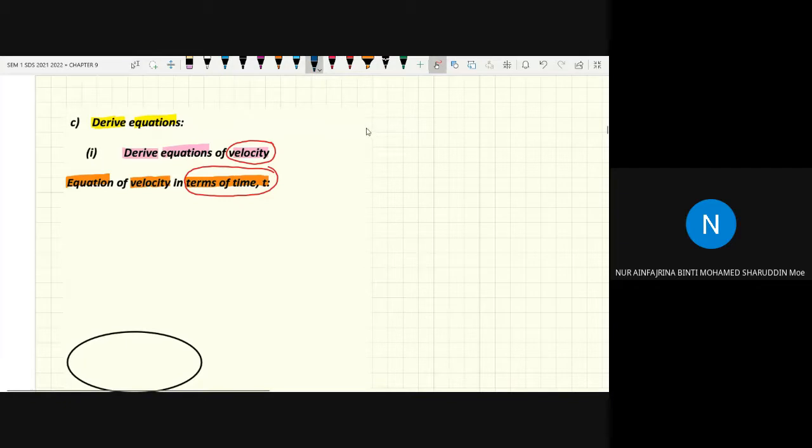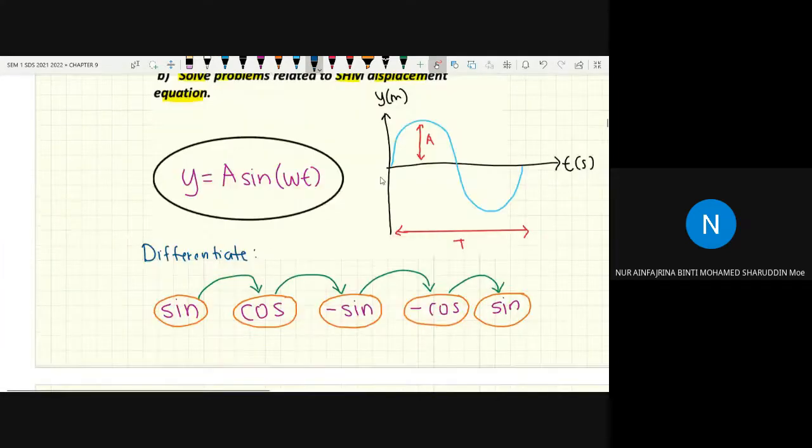So we know that if we want to find velocity, we can differentiate. Don't write this down, just watch first how Miss does it. If we want to get velocity, we differentiate displacement with respect to time. I repeat, if we want to find velocity in terms of time, we can differentiate displacement with respect to time. And we know the displacement equation we use.